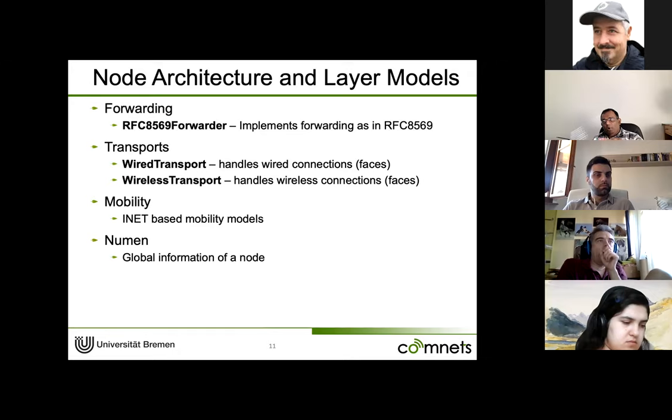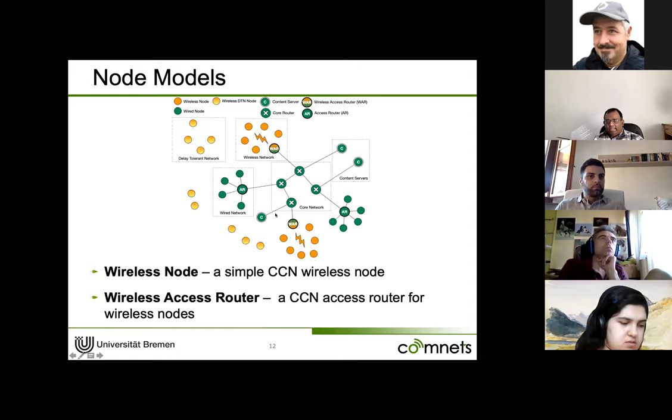But if later we want to plug in IP of INET, we can simply do that because it's all interface based. You simply have to do the translation and use one of the IP transports like TCP or UDP. And then of course we have mobility. For mobility, we depend on INET mobility models. And then we also have this node global model to hold global information. At the moment we don't have any, but we have made the provision to hold some global information, like later there might be instances where this is required.